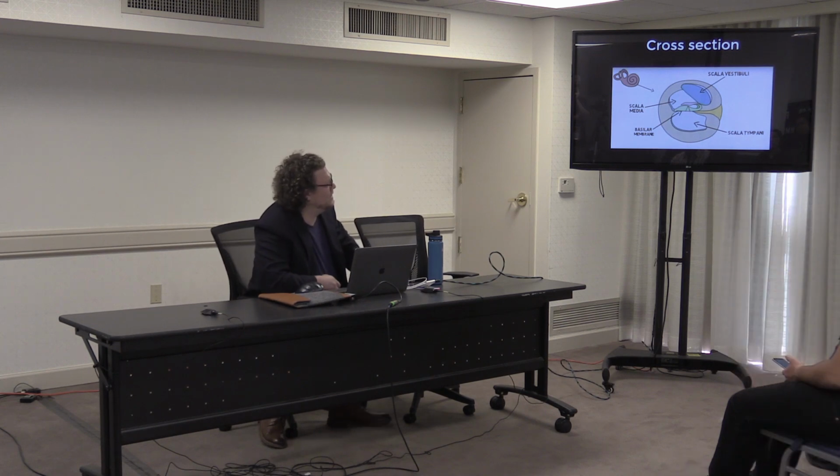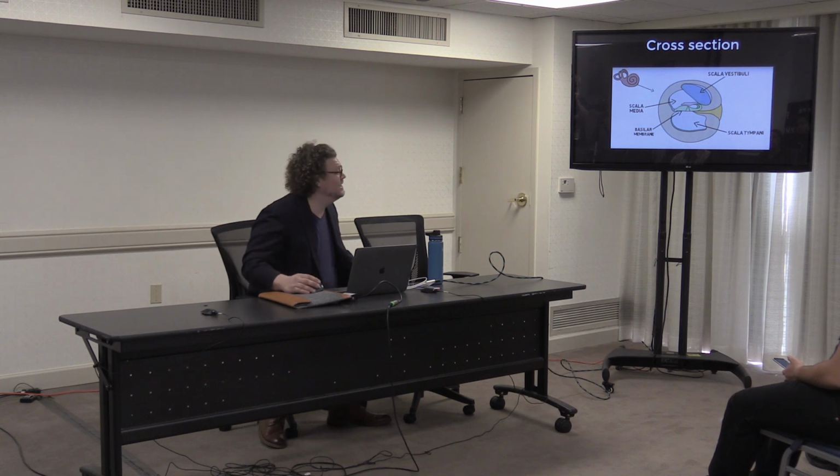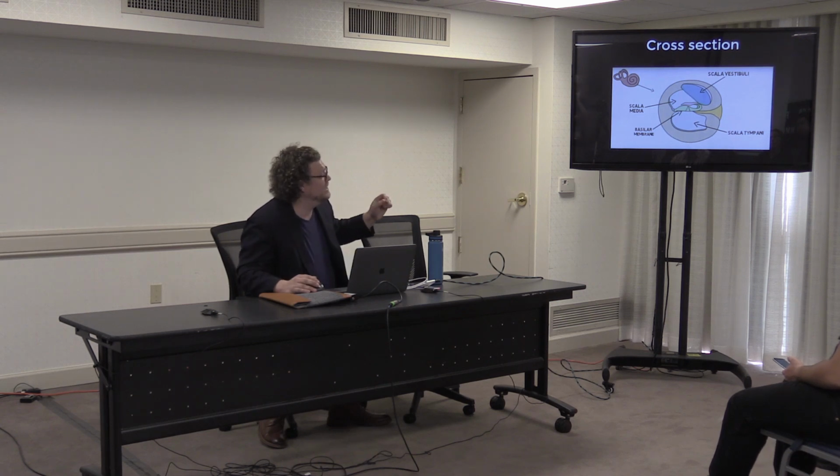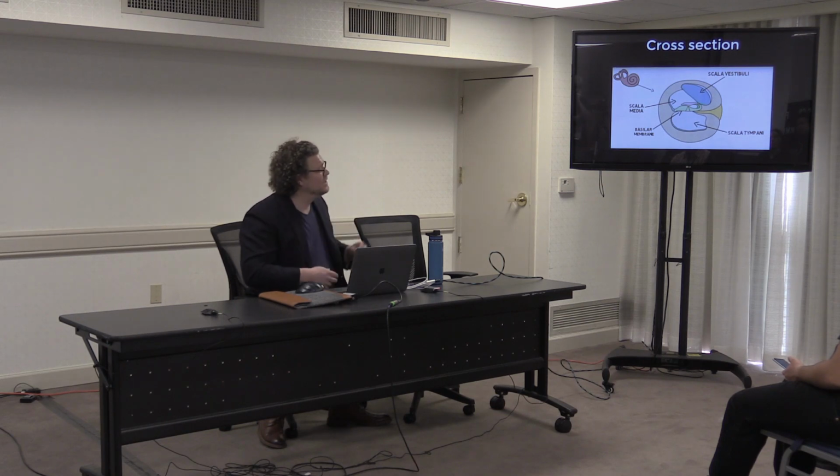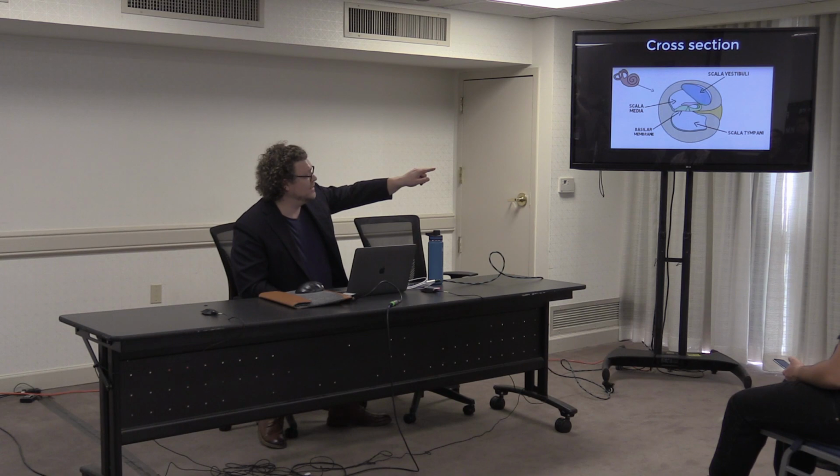So the function of this really is this middle part, the basilar membrane. That's the part that actually does the heavy lifting here. And the liquid on either side of it is basically to let it move freely in between the two liquids. So sound waves go into the scala tympani.